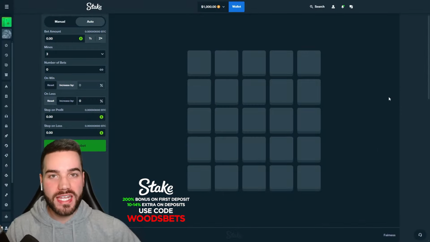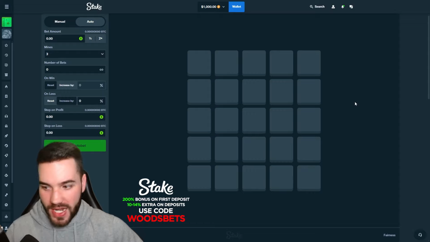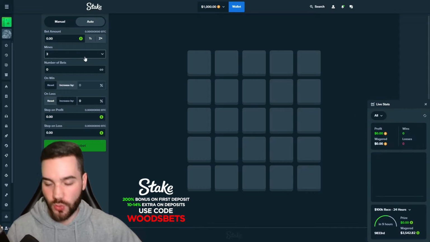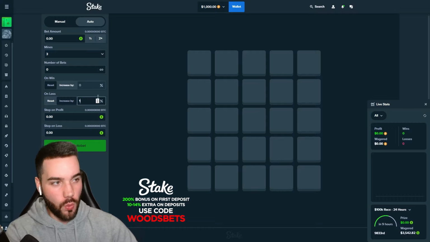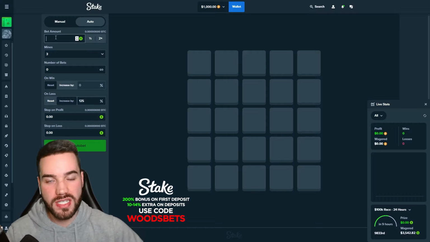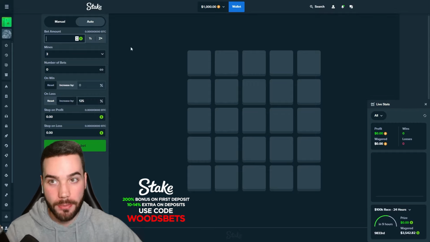Today, we have three different strategies to test. One low risk, one medium, and one high. For each strategy, we have $1,000. We're on a brand new seed, profit graph reset, everything is good to go. The first strategy is going to be three mines. Increase on loss is going to be 125, and we're going to be betting 0.1% of our balance. Very safe, very consistent, very low risk, but profitable.